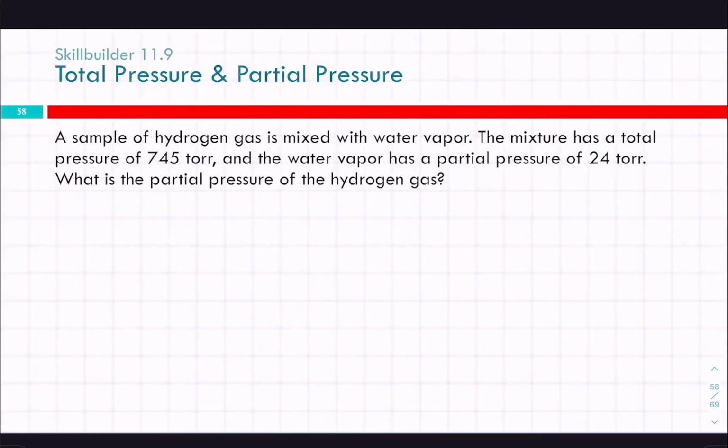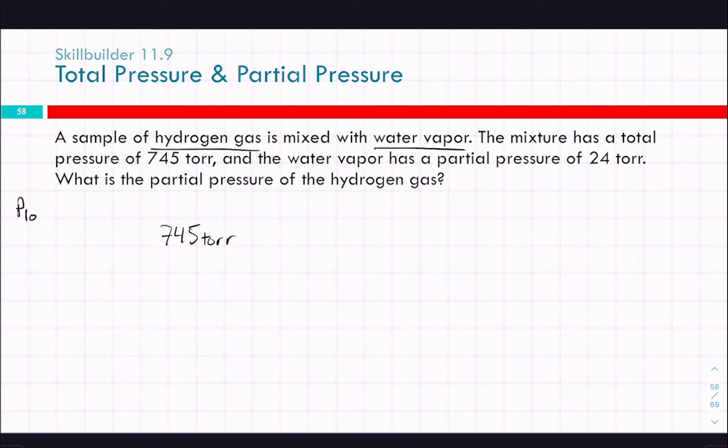So this is essentially what you guys did last week. If you have a sample of hydrogen gas mixed with water vapor, the mixture has a total pressure of 745 torr, and the water vapor has a partial pressure of 24 torr.